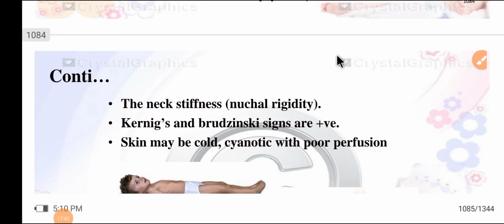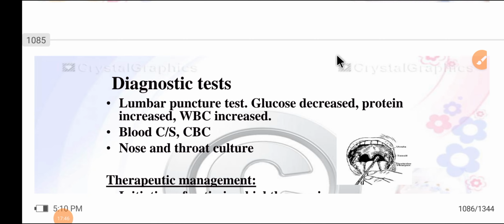Skin may be cold, cyanotic with poor perfusion. Diagnostic tests: lumbar puncture test, glucose decreased, protein increased, WBC increased, blood culture sensitivity, CBC, nose and throat culture.